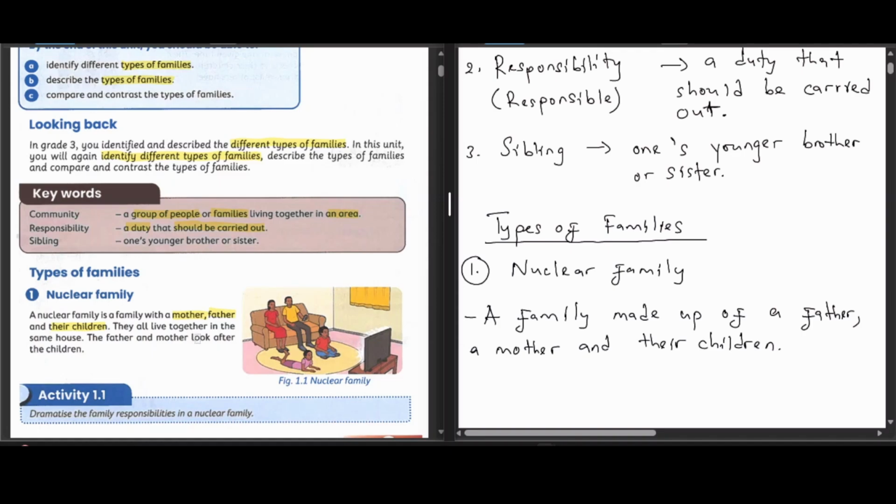They all live together in the same house. As you can see, savanogara pamwe chete muimba imwe chete. The father and mother look after the children. The father and the mother jointly look after the children. So that is what we have from a nuclear family. We might add that they live together and the parents look after the children. Who are the parents? The mother and father. So the parents look after the children.